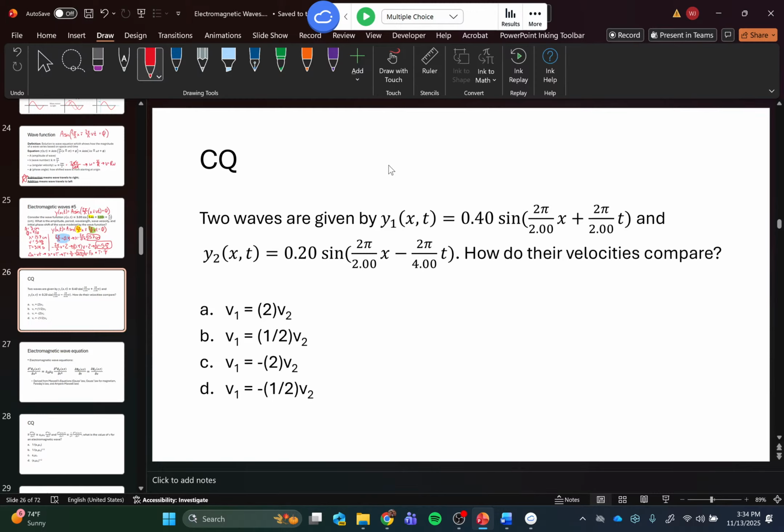All right, y'all. Here's a problem. Here's 2 more waves. My question is how their velocities compare. So I got 2 waves. One's 0.4 sine of 2 pi over 2 x plus 2 pi over 2 t. The next one is 0.2 sine of 2 pi over 2 x minus 2 pi over 4 t. How do their velocities compare?